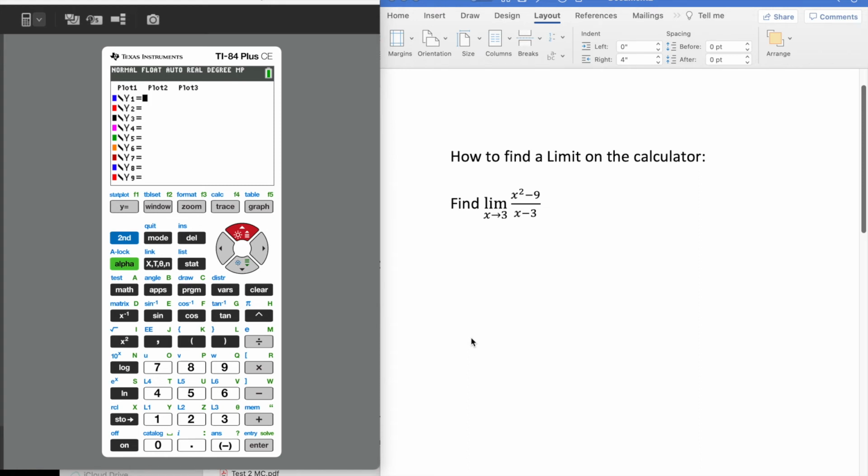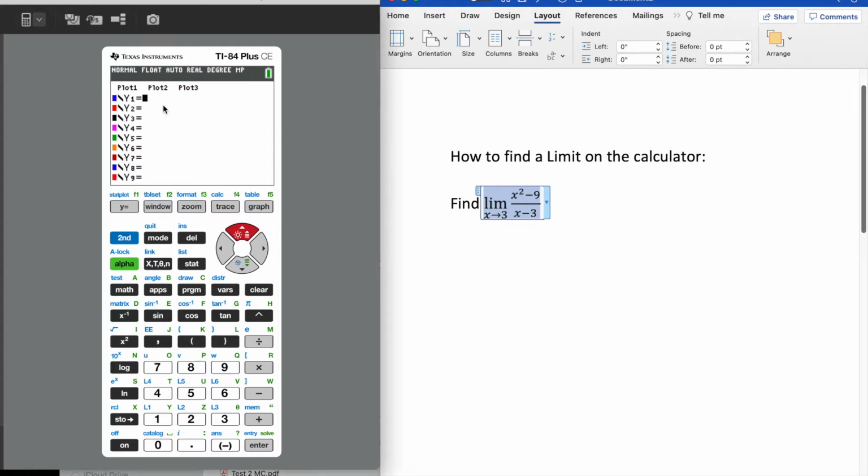This is a video about how to use your calculator to do some limit calculations. Let's take a look at this very first problem. We're going to find the limit as x approaches 3 of (x squared minus 9) over (x minus 3). So this is just a straight limit. It's not the slope of a tangent line, it's just a limit.